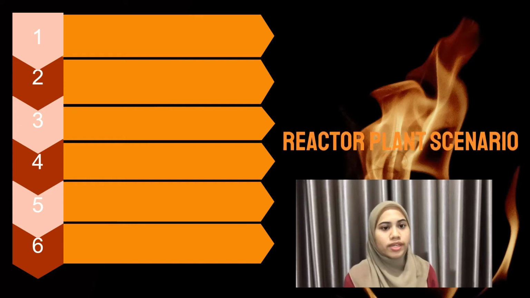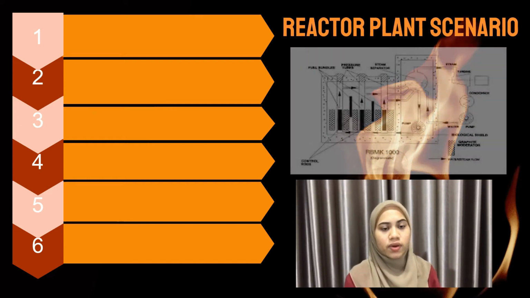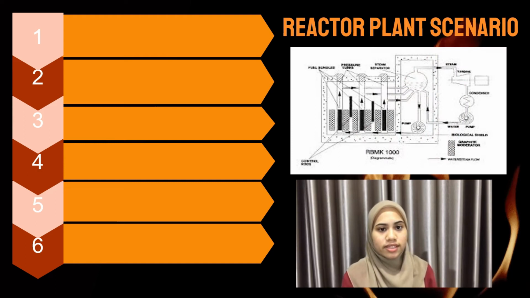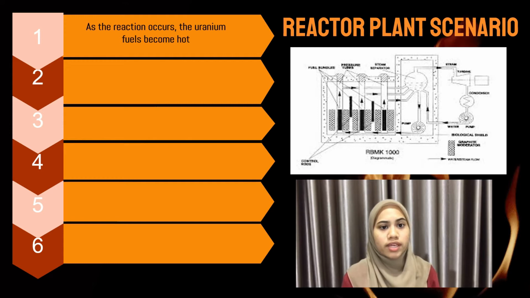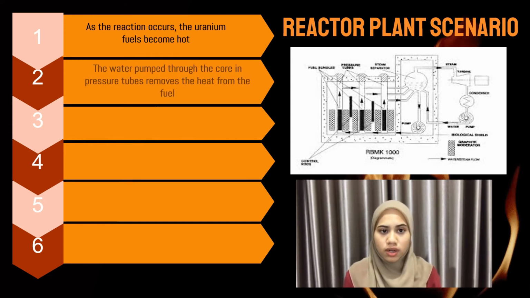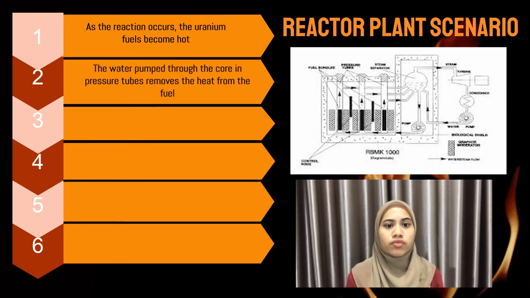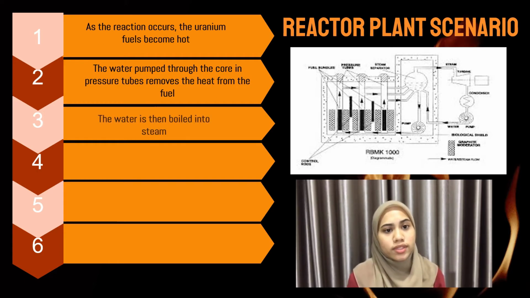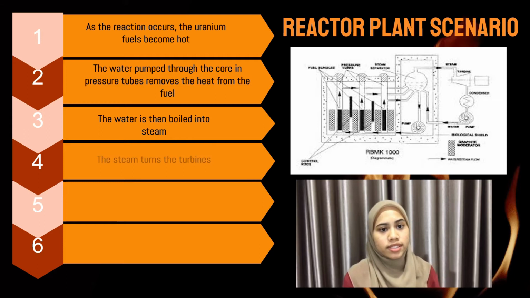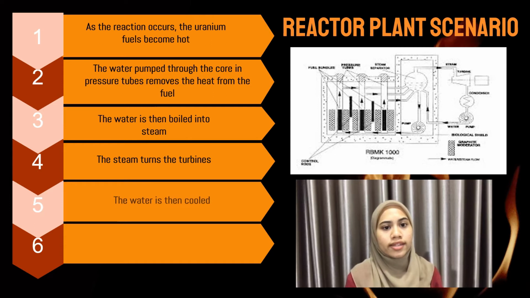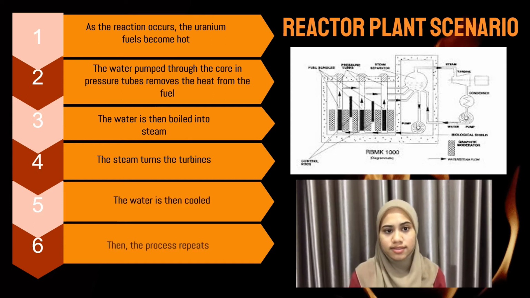Next, I will explain about the reactor plant scenario. The reactor plant scenario started as the reaction occurs where the uranium fuels become hot. Next, the water pumped through the core in pressure tube removes the heat from the fuels. The water is then boiled into steam and the steam turns the turbines. The water is then cooled and the process repeats.